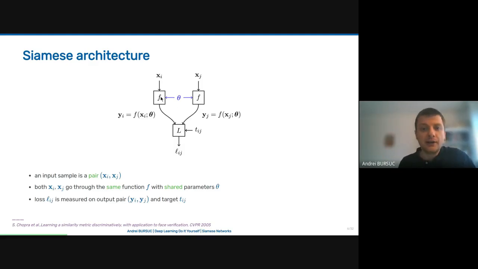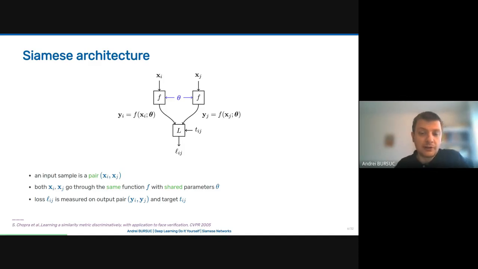Each output of the network generates an embedding or a representation. Let's call it a feature vector, which is a compressed representation of our input image. Usually it's a one-dimensional vector with a dimensionality ranging between 256 and a few thousand. Anyway, it's a lot more compressed than what you would have with a regular image, which is, let's say, 256 by 256 pixels at least. So in the Siamese architecture, we compute yi and yj, which are the features corresponding to xi and xj, and we apply a loss to them.